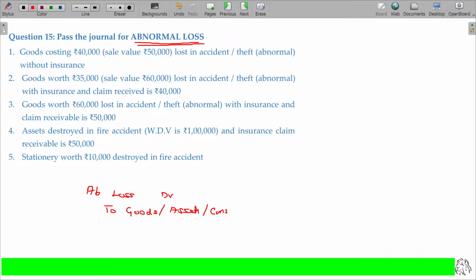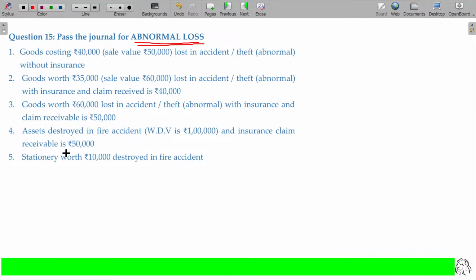Finally, this abnormal loss is going to be adjusted in which account? Transferable to the P&L account. So the journal entry for the next one being P&L account debit to abnormal loss. Is that clear? Ultimately, the P&L account will be adjusted only in the owner's account, the capital account. So the owner is responsible for any abnormal reasons. You understand?